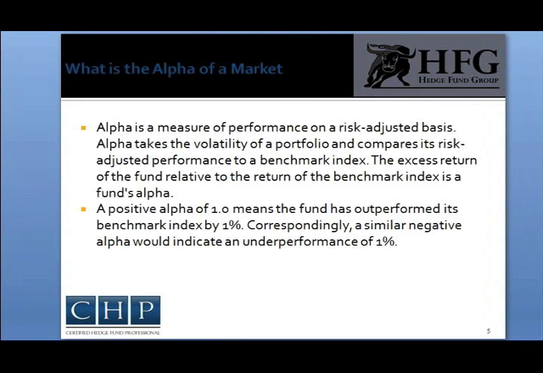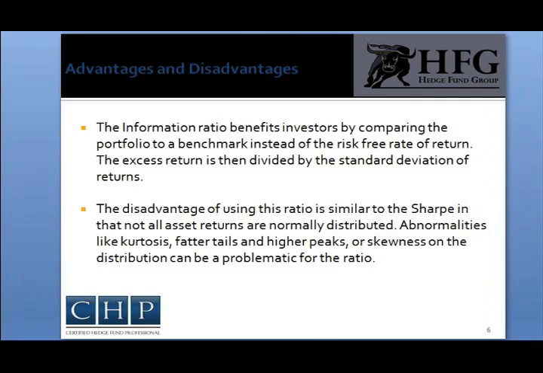The information ratio benefits investors by comparing the portfolio to a benchmark instead of a risk-free rate of return. The excess return is divided by the standard deviation of the return of the alpha. The return measured can be of any frequency, daily, weekly, monthly, or annually, as long as they are normally distributed, and the returns can then be annualized.